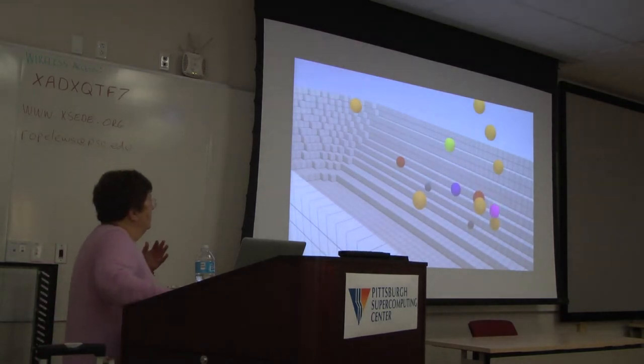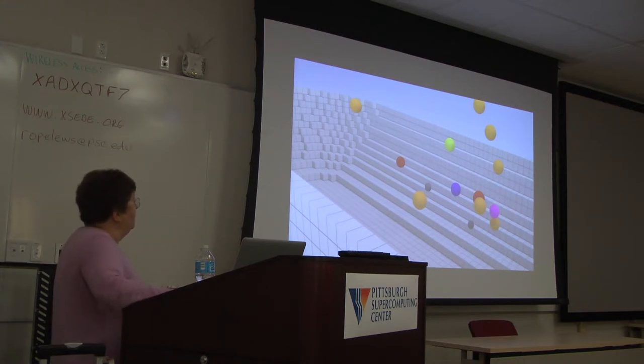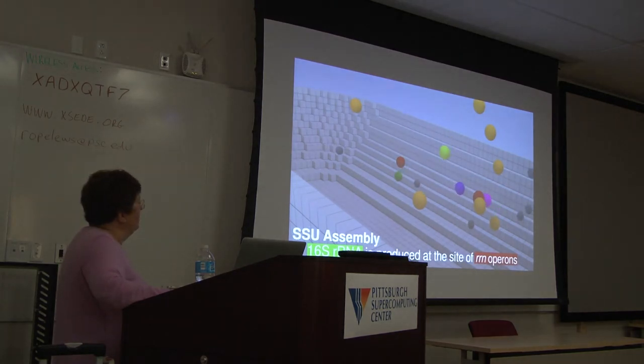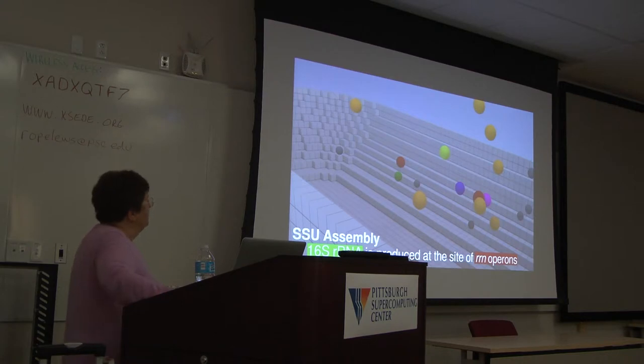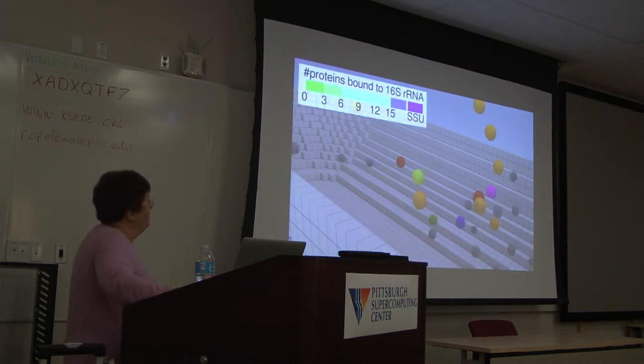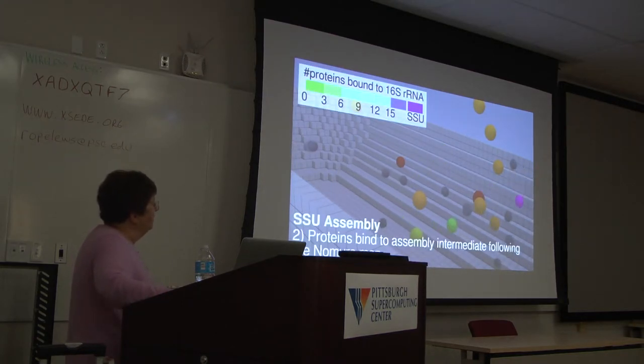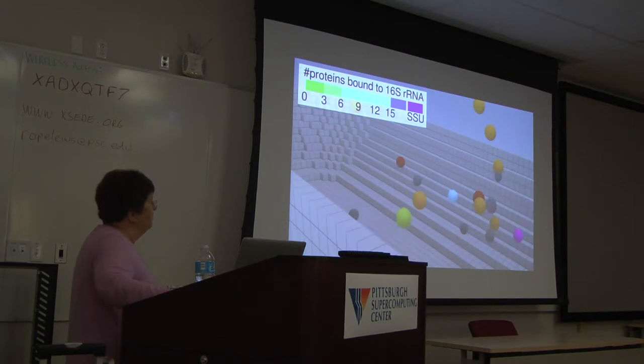Now, good, we got the proteins made. Let's look at one of the red operons for the rRNA. Let's make the 16S from it. And now you have to start the assembly process, which we showed you. So the proteins have to bind to it, and as they bind, it changes color until it turns into the small subunit, which is blue.